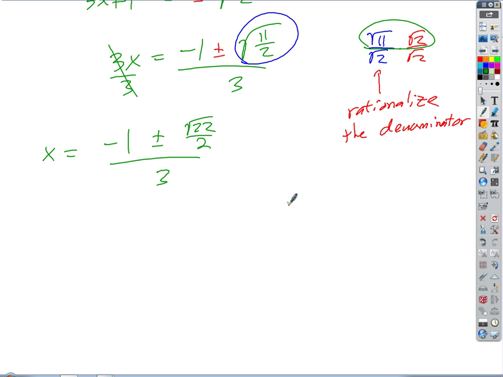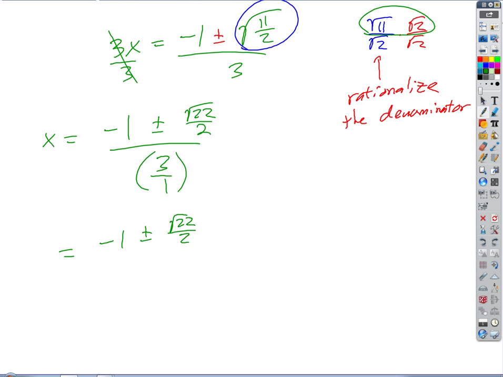What could I do? By the reciprocal. Good. Okay, so I could write the bottom as a fraction, and dividing by a fraction is the same as multiplying by the reciprocal. That's a good way to do it. So then this would equal -1 plus or minus the square root of 22 halves times 1/3. Now, that's a really good way to do this. What must I do, though? If I'm going to multiply this by 1/3, what should I do here to the numerator?